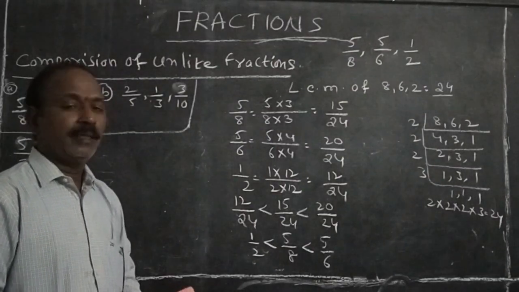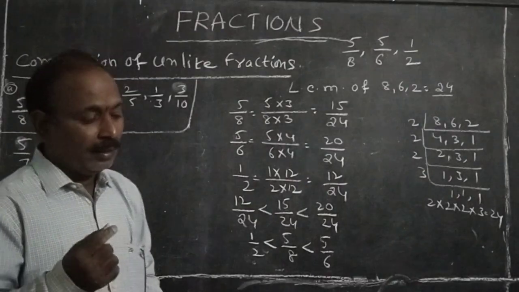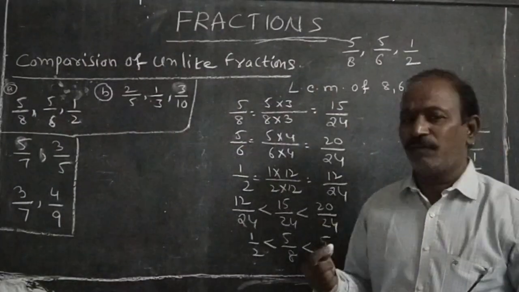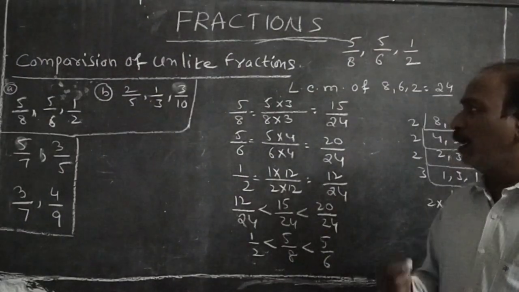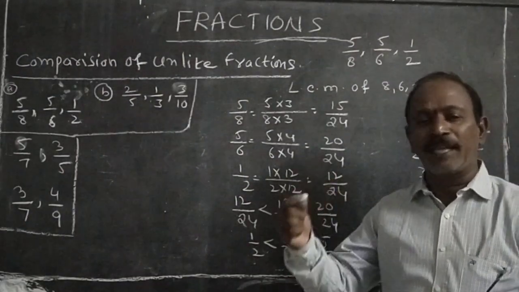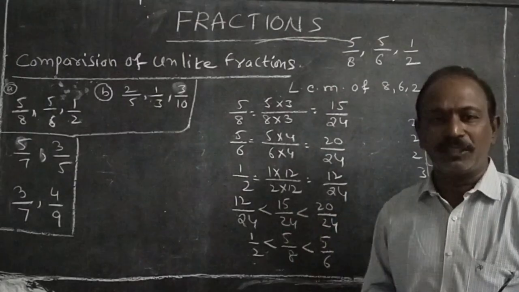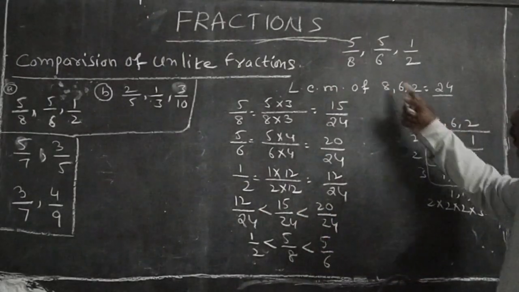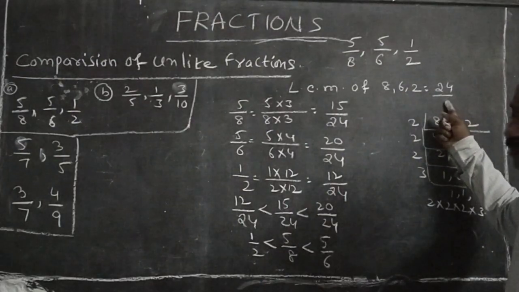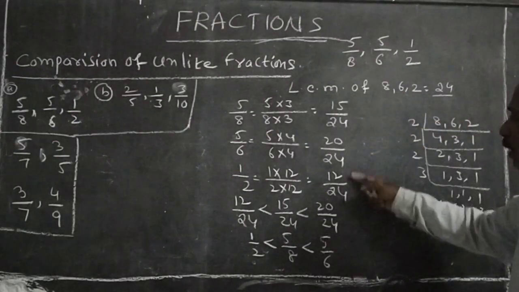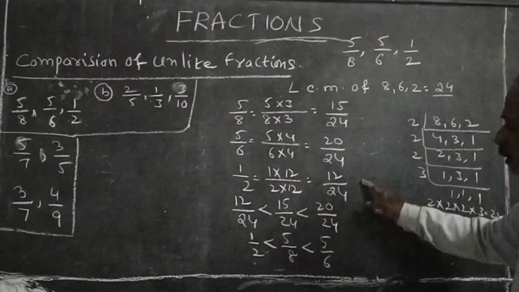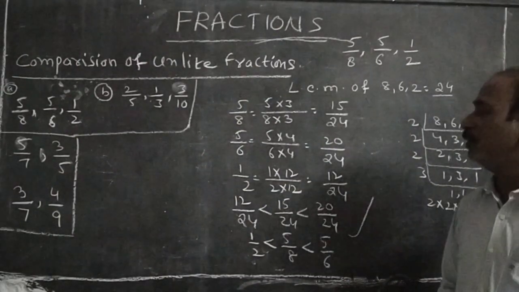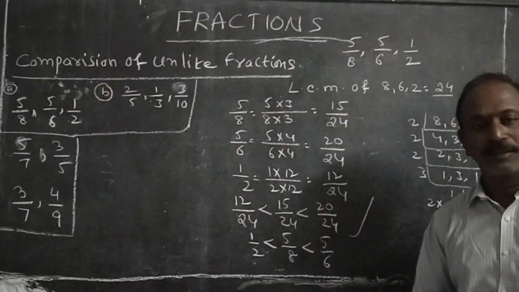By this, in comparing or arranging the unlike fractions, first of all, we convert the unlike fractions into like fractions. Then only we compare them. In the process of changing to like fractions, we take the LCM and change the denominators to the same. This is the process of arranging unlike fractions in ascending order.